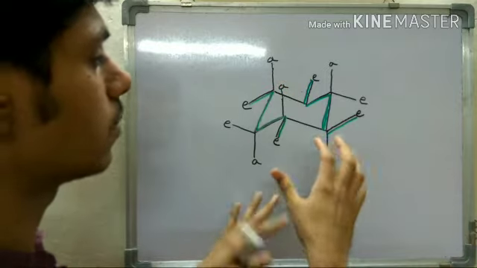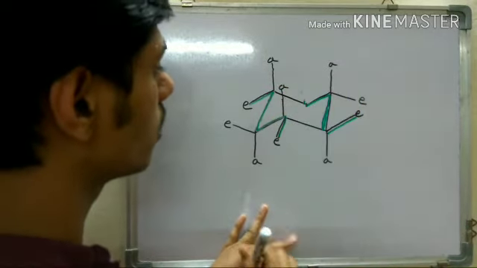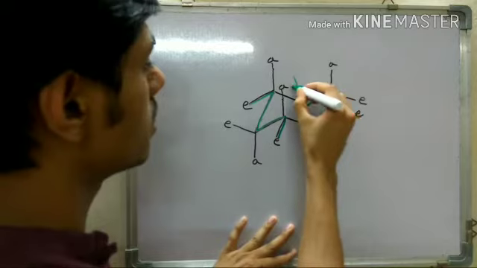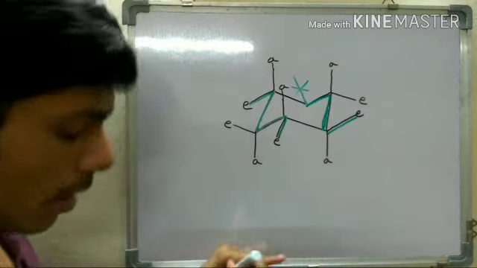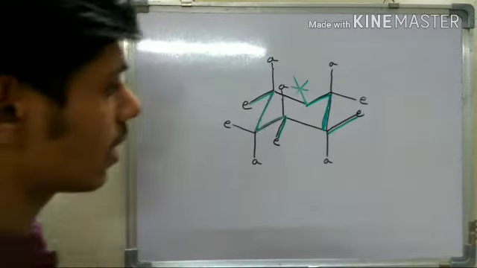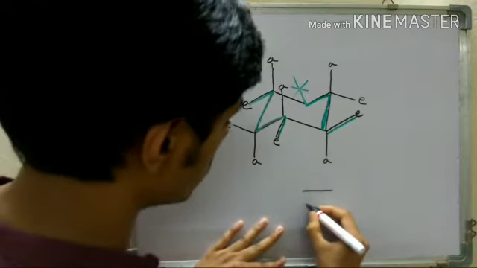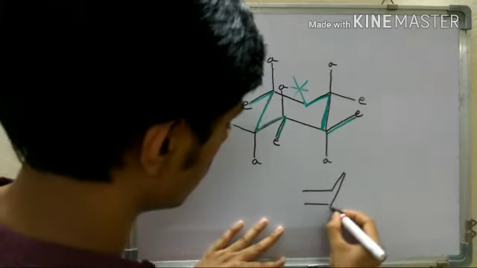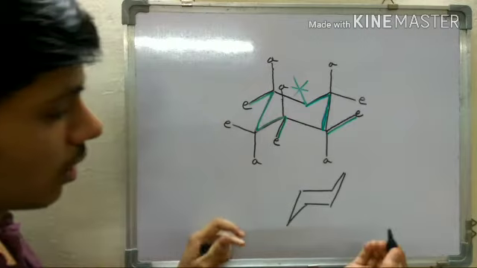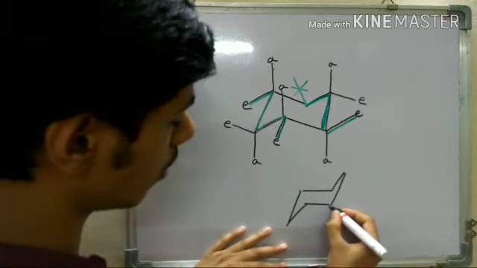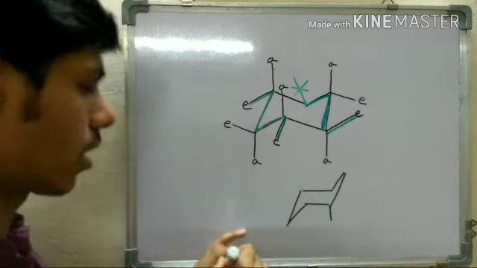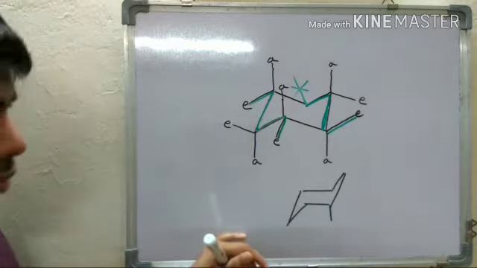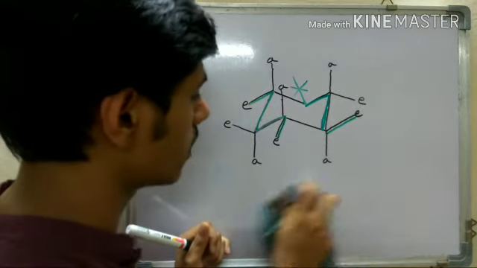structure is completely right, because many people draw equatorial substituents like this. This is completely wrong. Okay, and also another mistake is that some people draw this thing flat like this. So this is again not a correct representation, because here you cannot denote the axial and equatorial correctly. So this is the correct way to draw a cyclohexane ring.